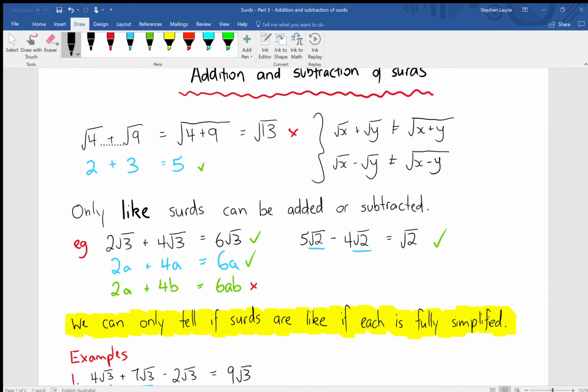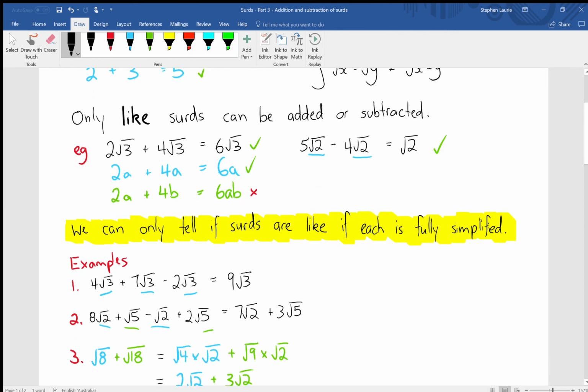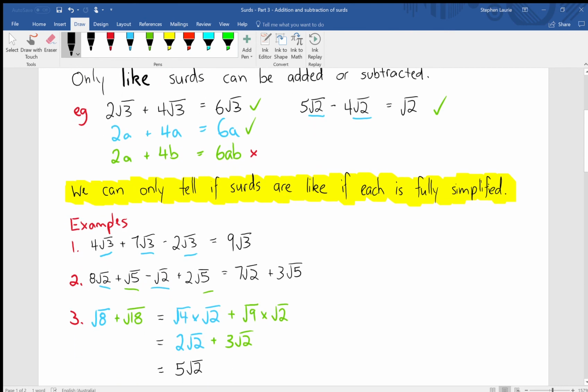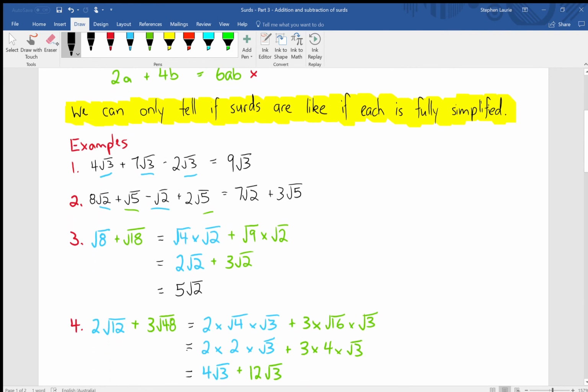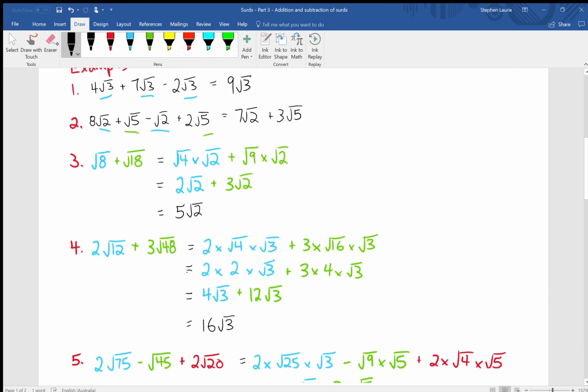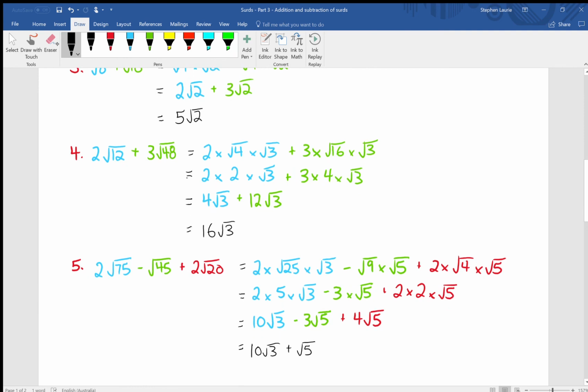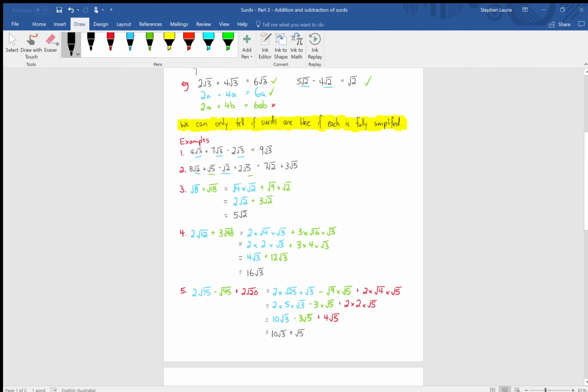We looked at some examples, and remember we can only tell if surds are like if each is fully simplified. And then we had a look at 5 different examples. Alrighty, that's our lesson on addition and subtraction.